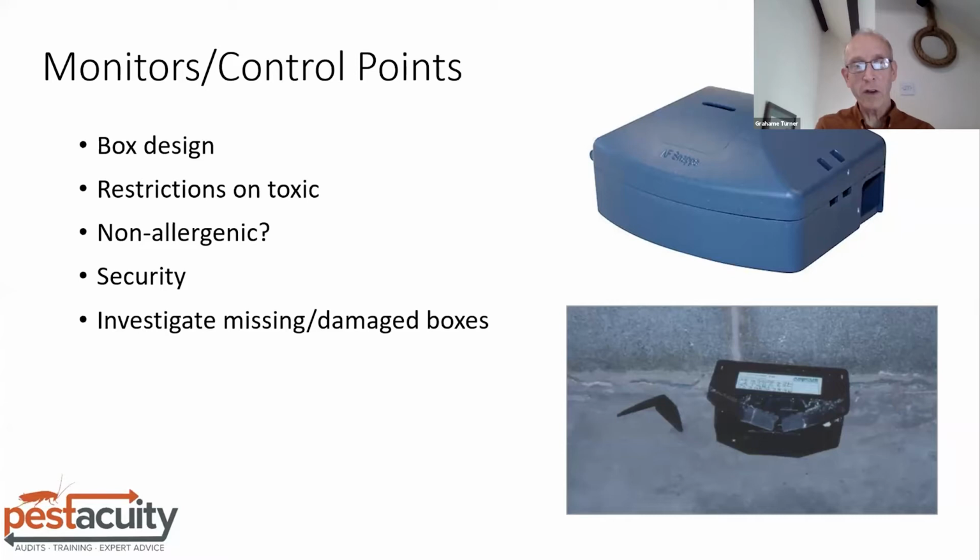The boxes generally need to be secured in place. So they'll be put in place with bits of wire to secure them so they can't get dislodged too far. And if any boxes do go missing or become damaged, then it's important to investigate why they've gone missing or damaged. It might be that they've contaminated product, it might be that somebody's stolen them. If they're getting damaged regularly in the same place, then it might be a case of looking for an alternative location.